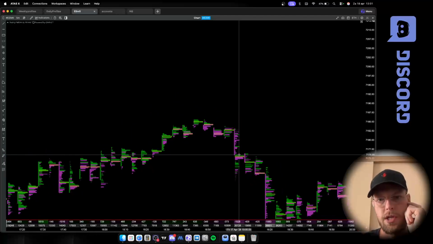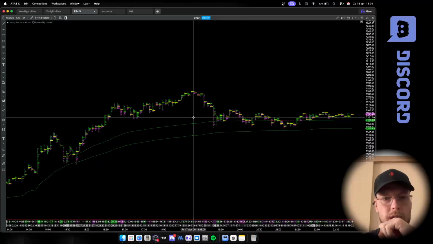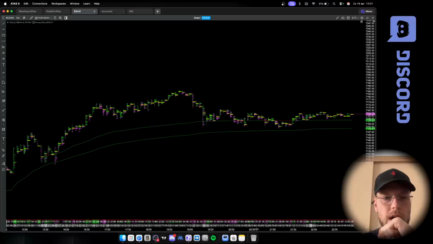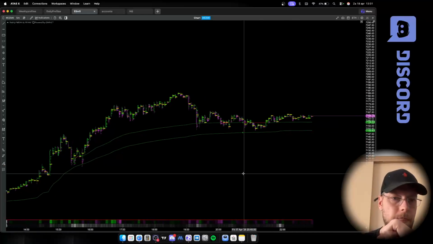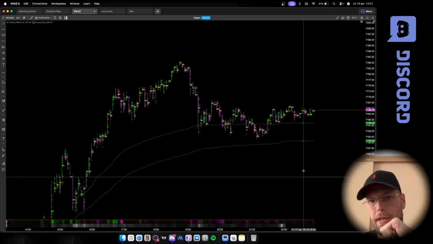So these trades are literally 5% from all my trades. Maybe even less. I always trade these two VWAPs.